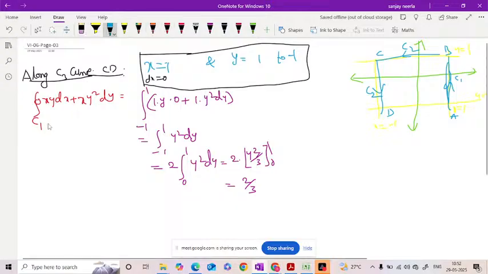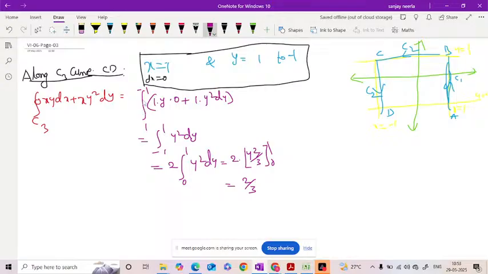Now C3. So in this one, our limits are 1 to minus 1 and x is equal to minus 1. So here x is minus 1 only, not plus 1. So here minus 1 and this is as it is. So here we'll get the limits are 1 to minus 1.